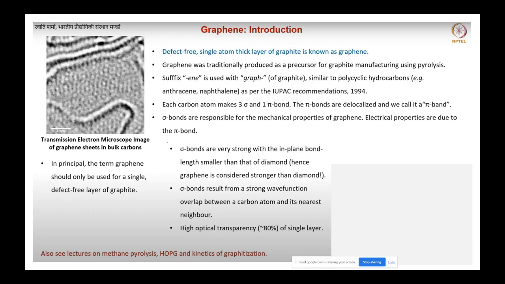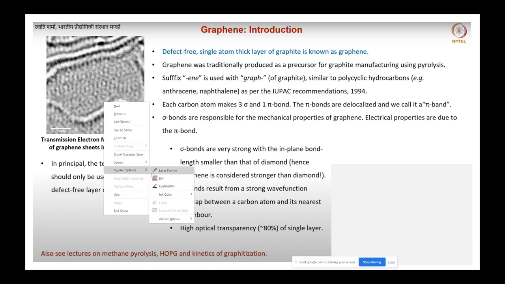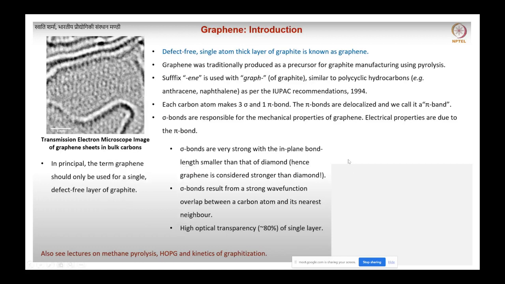In our previous lectures, you must have seen that graphite is made of layers. But if you break this layer, you will get a single layer. So this is your graphite, but after breaking you will get a single atomic layer thick, which is graphene. Graphene was traditionally produced as a precursor for graphite manufacturing using pyrolysis.